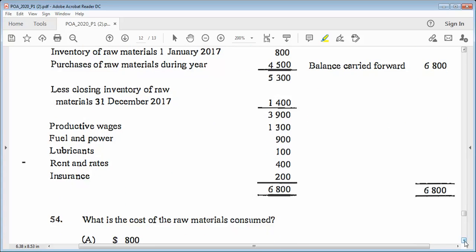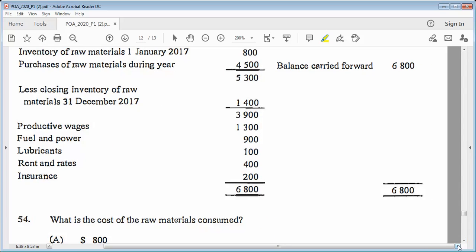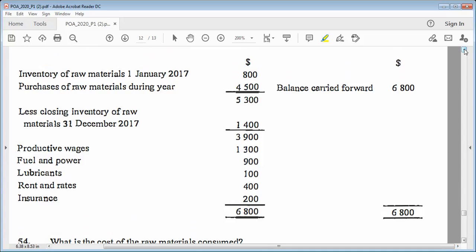We had a total of 5,300. Then we less our closing inventory of raw materials on the 31st of December 2017, 1,400. We are left with 3,900. Productive wages, 1,300. Fuel and power, 900. Lubricants, 100. Rent and rates, 400. Insurance, 200. That brought us up to a total of 6,800. And here we have our balance carried forward would be 6,800.